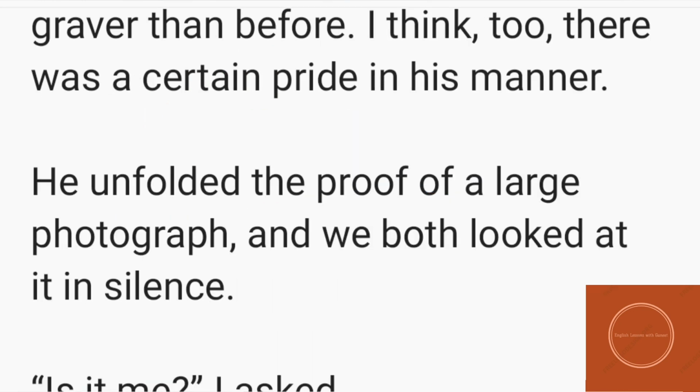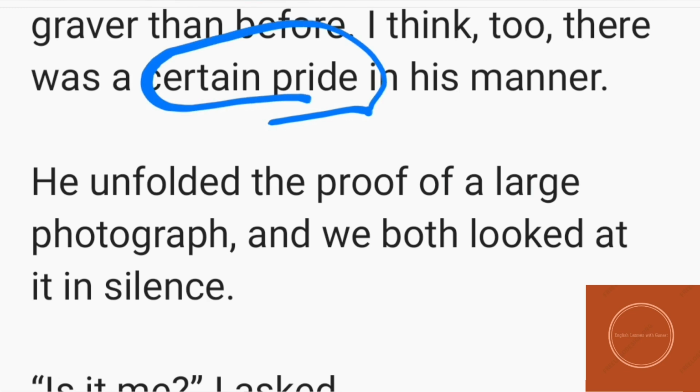"I think too there was a certain pride in his manner." Why was this certain pride there? This is the question that arises in your mind right now. This pride was there because earlier he had said that I have to develop the negative first. So he might have done some editing in the picture, and he had also taken the picture that he wanted, as that pleased smile was also there on his face after taking the picture. So this certain pride was because of the perfect, desirable picture that the photographer wanted. He might have just got that perfect picture. That is why he has this certain pride in his manner.